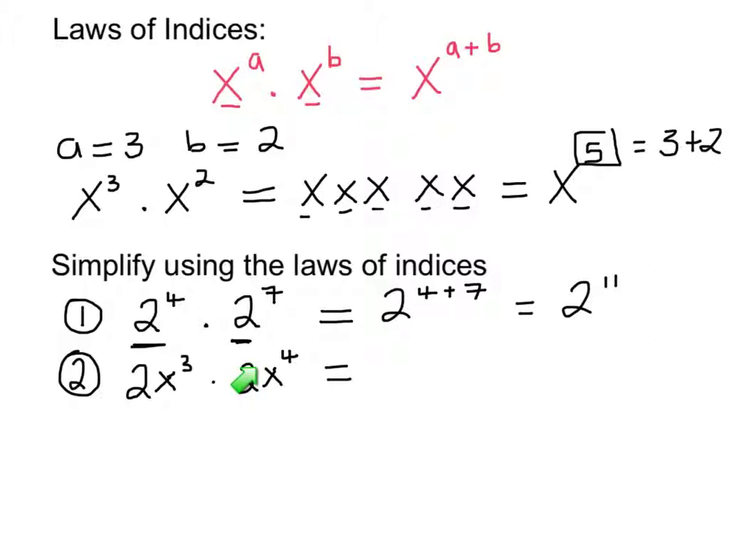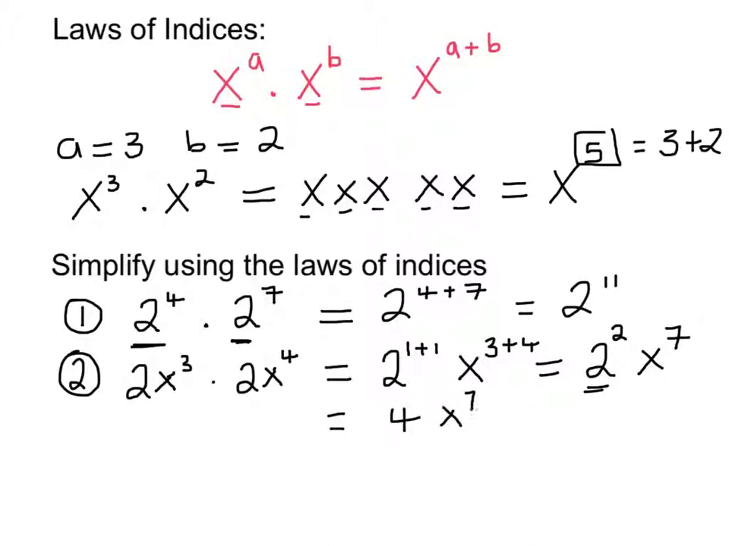So if I simplify the powers of 2 first, using the law of indices, it's 2 to the power of 1 plus 1. Then if I go ahead and simplify the powers of x, here I have x to the power of 3, here I have x to the power of 4, so I just add the powers. So I'm going to get 3 plus 4. So doing that, 1 and 1 is 2, so it's 2 squared, and x to the power of 3 plus 4 is x to the power of 7. Now I can work that out if I want to, and just write it down as 4x to the power of 7. Now let's do just one more.